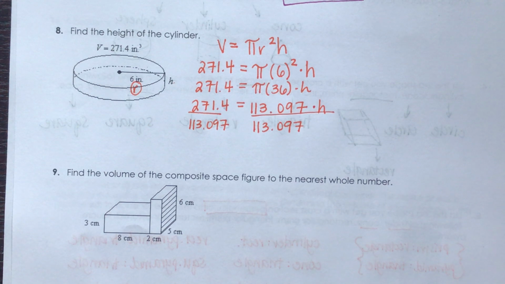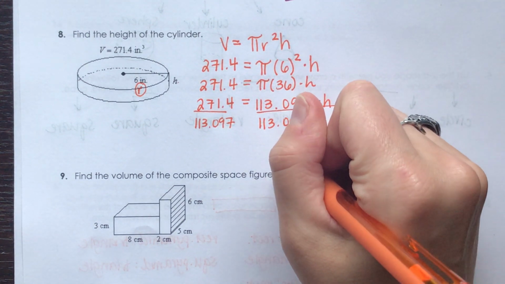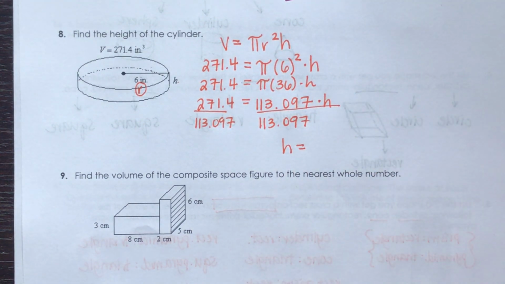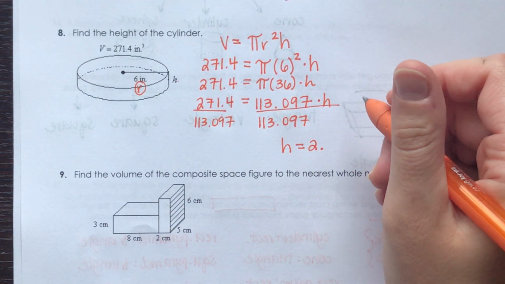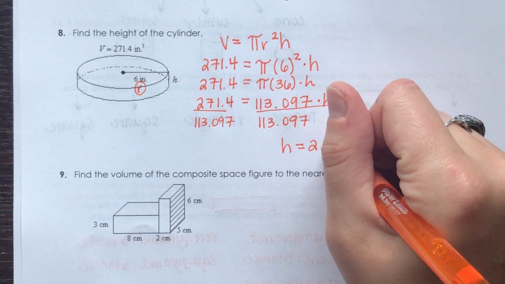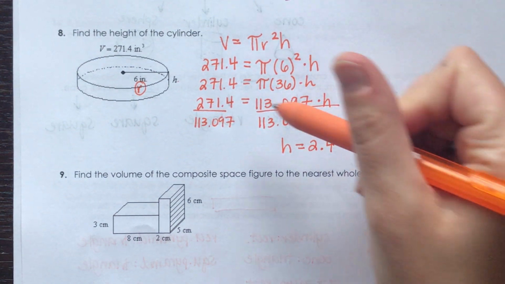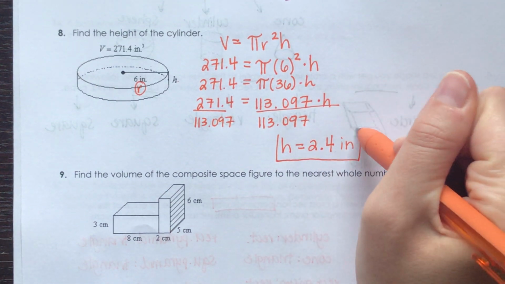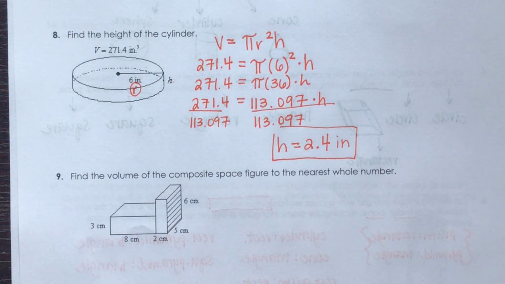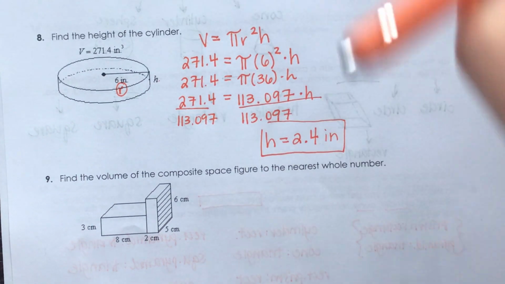Okay, so if I do that, 271.4 divided by 113.097, I get that the height is equal to 2 point something, and then I round to the nearest tenth, so it's 2.4, and it's height, so I'm measuring it in inches. And there we go. I found the height of my cylinder.